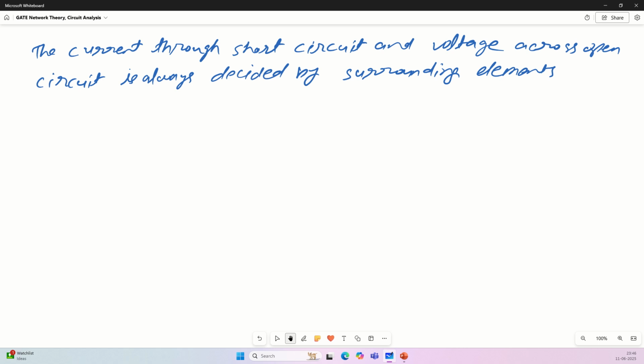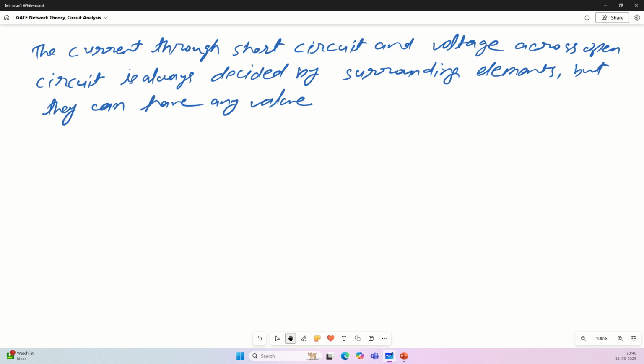But they can have any value. Okay. However, they can have any value. It is not known what value they can have. They can have any values. Okay.